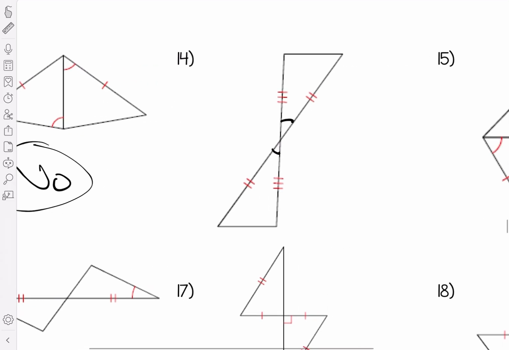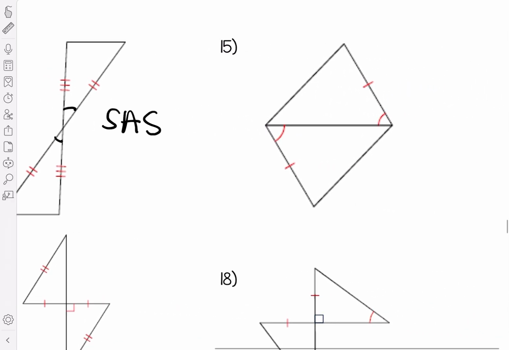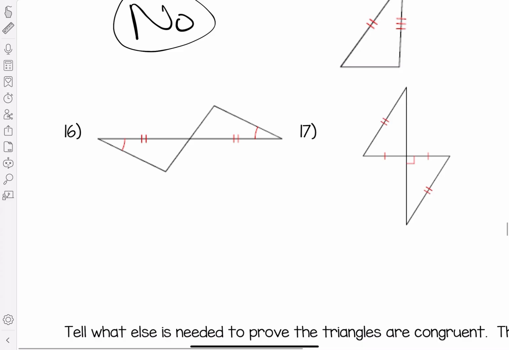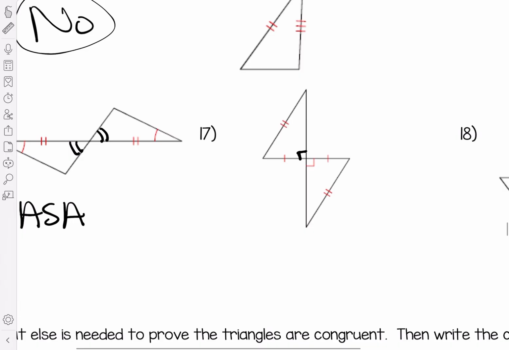14, we see that these vertical angles are together, so we've got side, angle, side. 15, by the reflexive property, we see that this line is congruent to itself, so we can say that we've got side, angle, side. 16, again, we know that these are congruent to each other, so this means we have angle, side, angle. We're going to pick angle, side, angle. Okay, 17, we see that these are both going to be right angles because they are vertical angles. I then have a hypotenuse and a leg, so we can say that this is hypotenuse leg theorem.